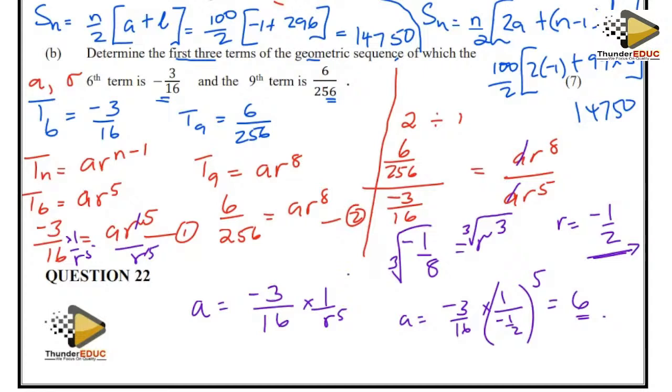So now the question wanted the first three terms. So our A, which is T1, is a 6. For us to get T2, just multiply this by -1/2. That is going to be a -3. And then multiply it by -1/2. That's going to be 3/2. Yes, so those are the first three terms of this sequence.